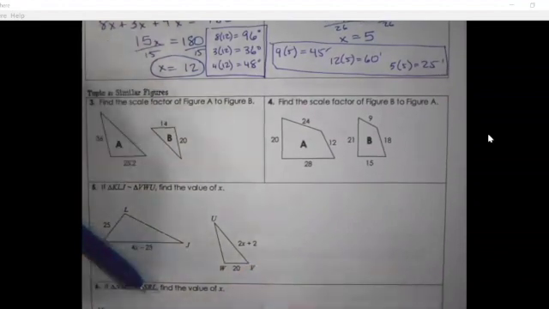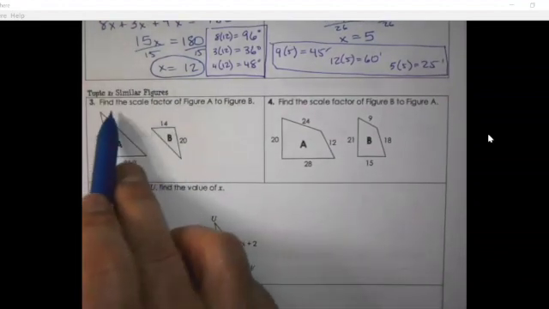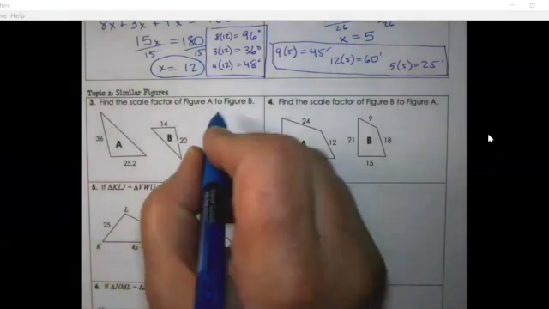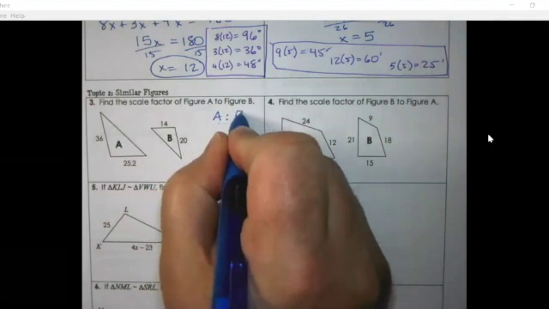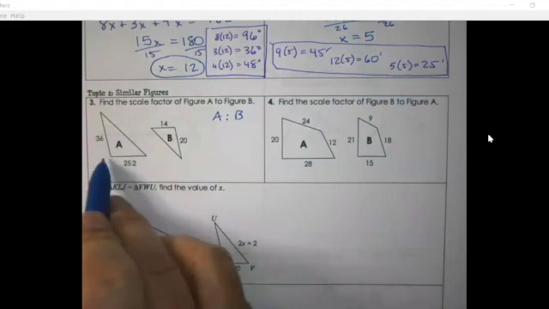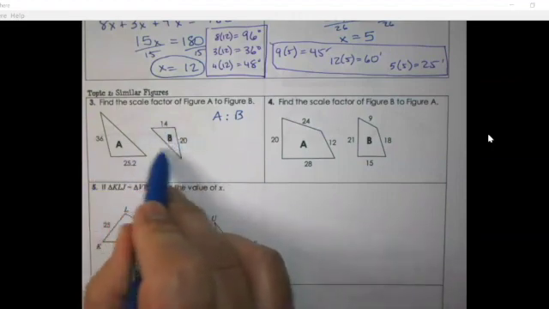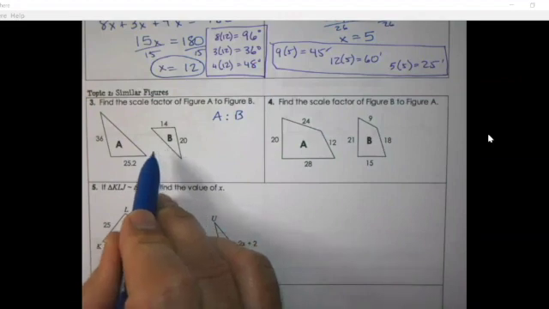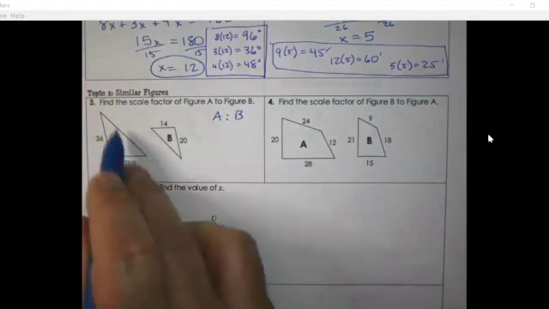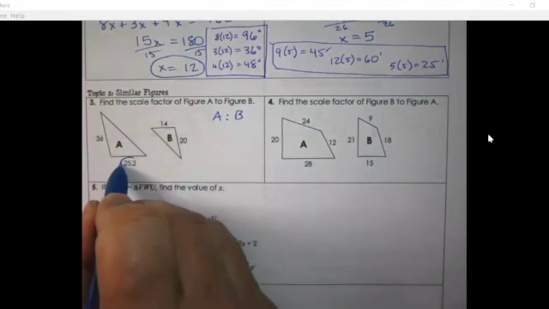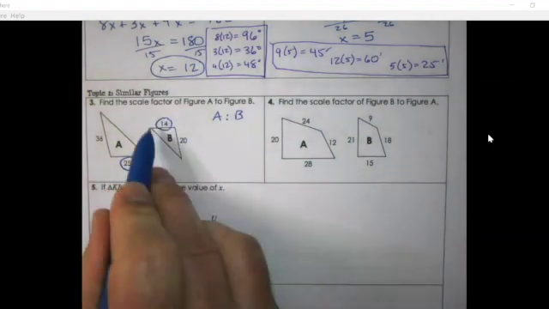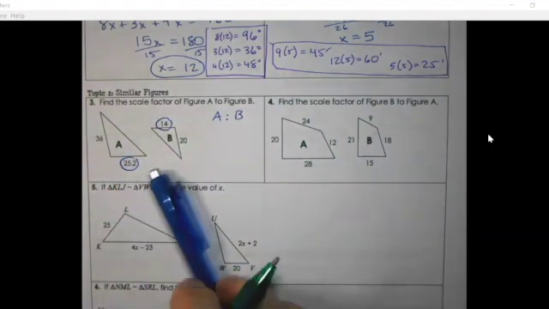Problem number 3. Find the scale factor from figure A to figure B. Okay, so we want to go from A to B. That means I need to pick some side from this and set it up as a ratio with the corresponding side from here. It's not the best worded problem because we don't have the third side. We can't be certain and we're forced to look at the picture, but we do know that 25.2 seems smaller than 36, while 14 is smaller than 20. So those should line up.